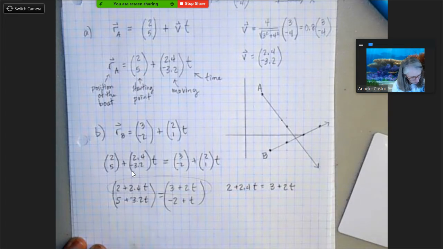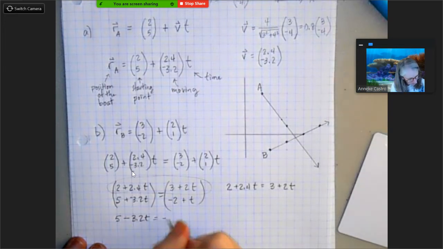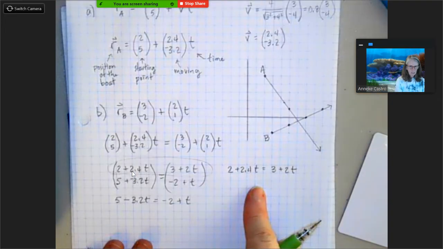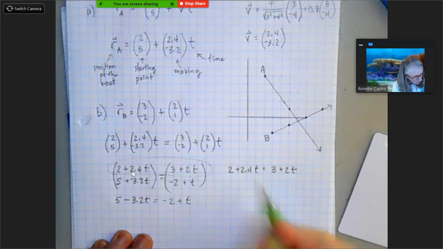And the y components, I'll do that one down here. 5 minus 3.2t, I hope you're okay if I change plus and negative to just a minus, is equal to negative 2 plus t. All right, so now we're going to solve both of these equations, and you're going to notice something weird happens. So let's solve this.